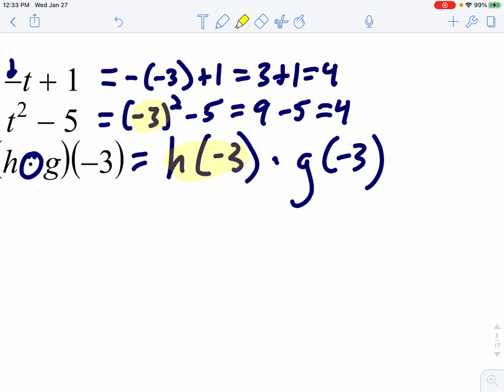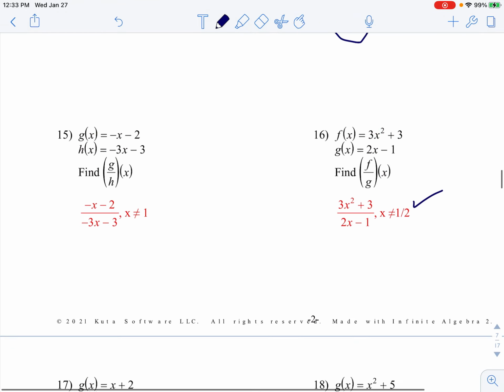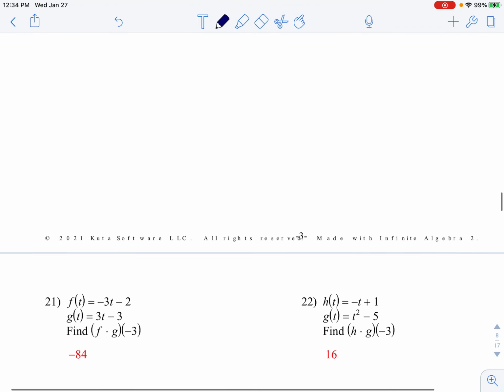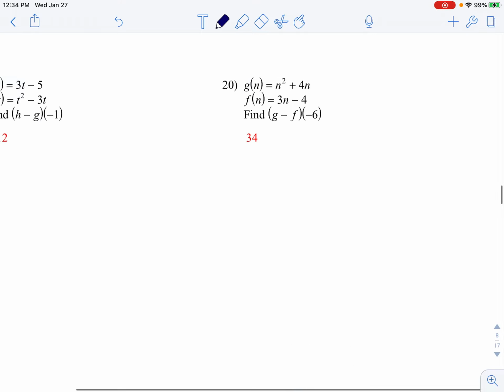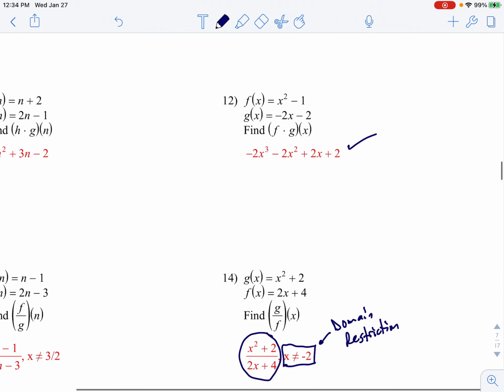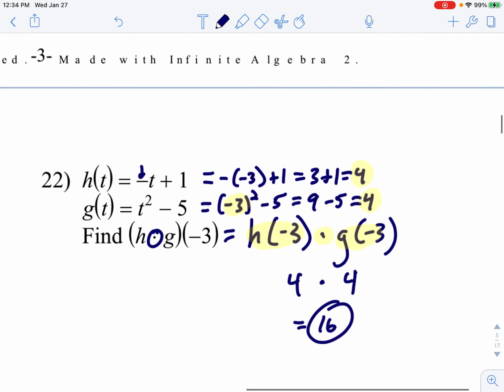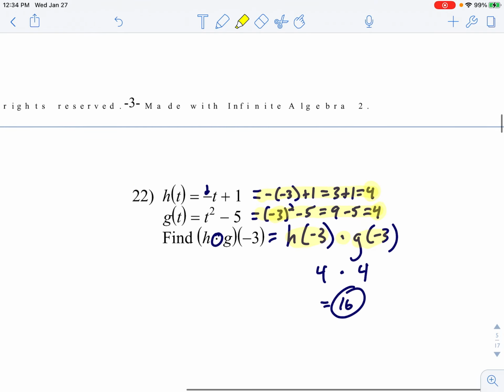So h times g is this answer times this answer. 4 times 4. It should give you 16 as an answer. Oh, there we go. Whew. I looked at that 34 and thought, I can't be wrong again. By the way, a lot of what I'm doing here, you are free to do on a calculator if you need to. So all of this work that I'm writing out here, if you type that into a calculator, so be it. As long as you're getting the right answer, it's all good.